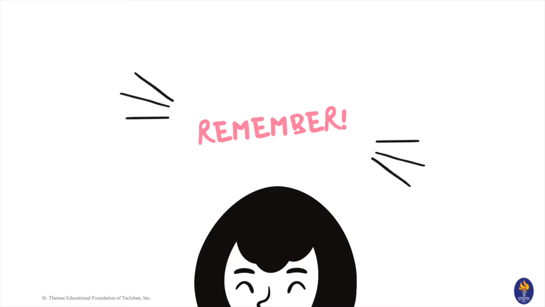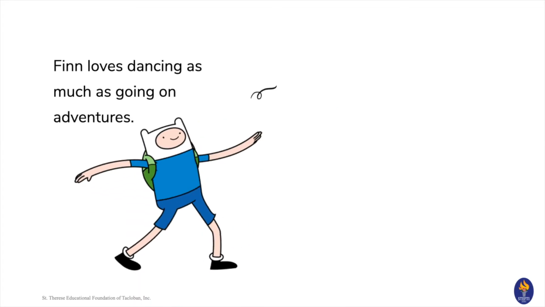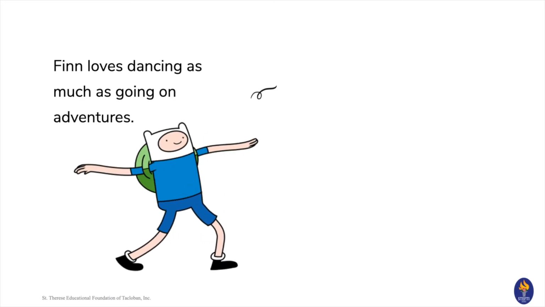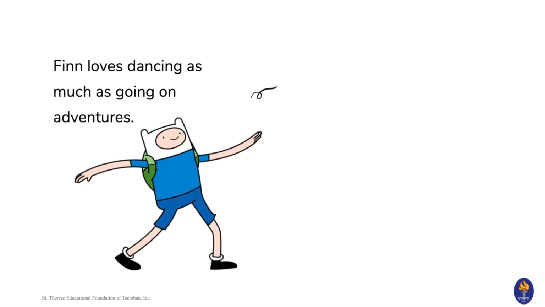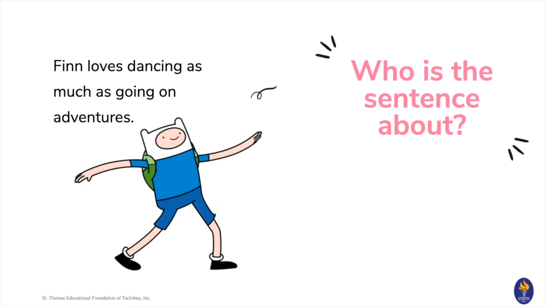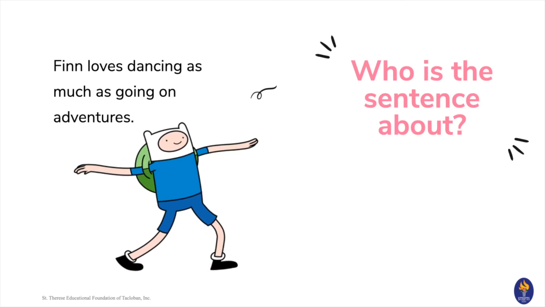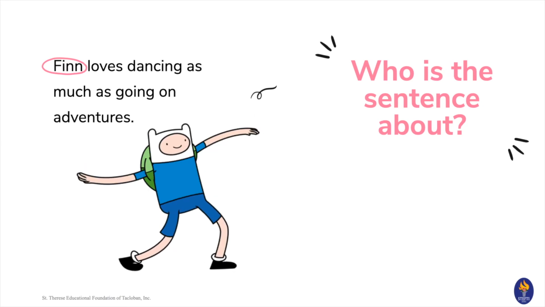Let's practice identifying the subject and predicate in these complete sentences. Finn loves dancing as much as going on adventures. First, let's find the subject. Ask yourself, who is the sentence about? Our subject is Finn because he is the one being talked about in the sentence.